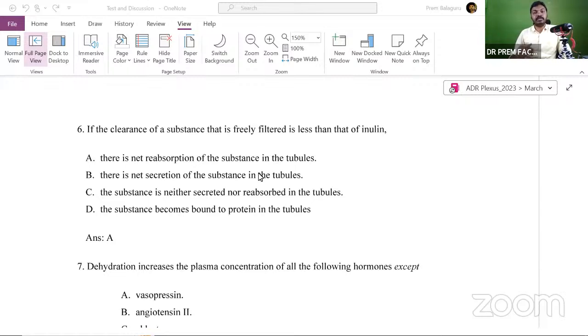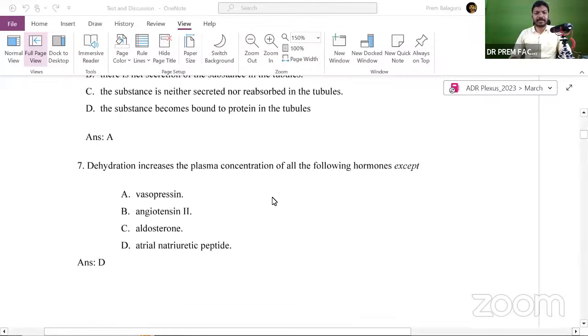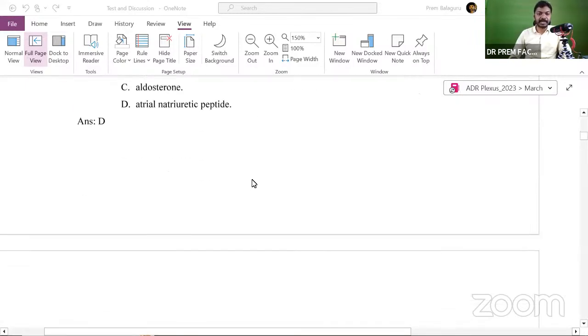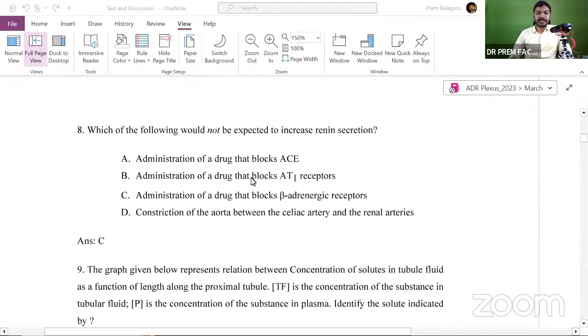Net reabsorption of the solute is happening in the tubules, primarily the proximal tubule. Anyway, we'll see that. Dehydration increases plasma concentration of all except atrial natriuretic peptide. Option D is the right answer. Question 8. Which would not be expected to increase renin secretion? The right answer is option C, administration of a drug that blocks beta-adrenergic receptors.